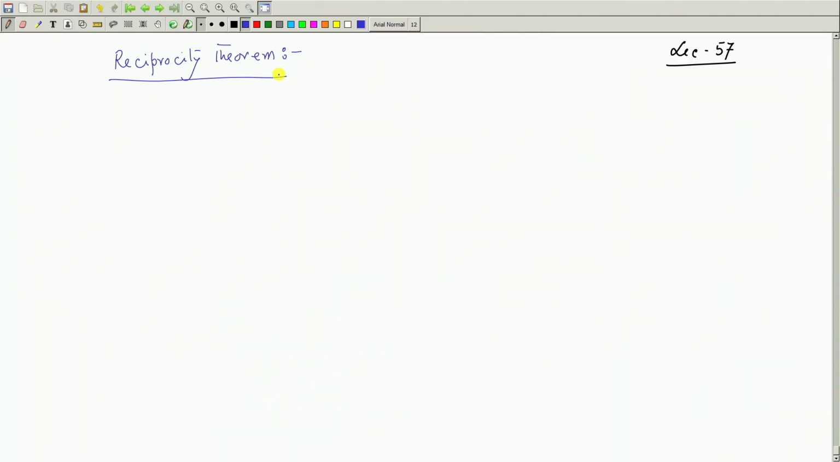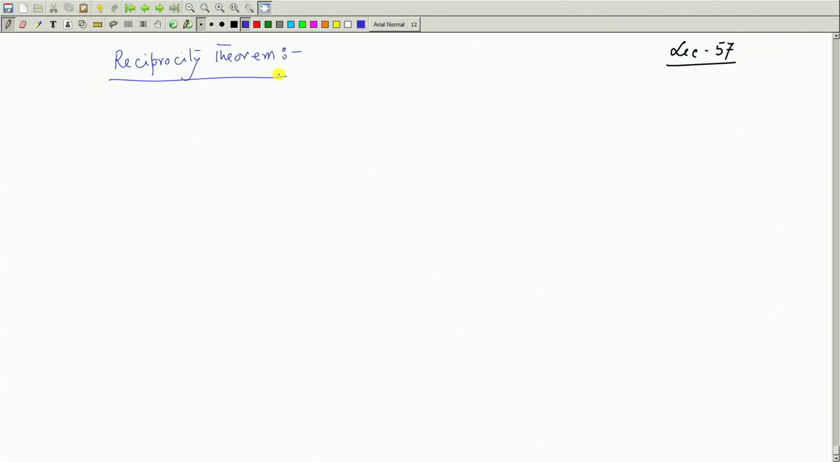Welcome to lecture number 57, and in this class I will tell about the reciprocity theorem and the proof of this, as an application of Tellegen's theorem. I will utilize that one.